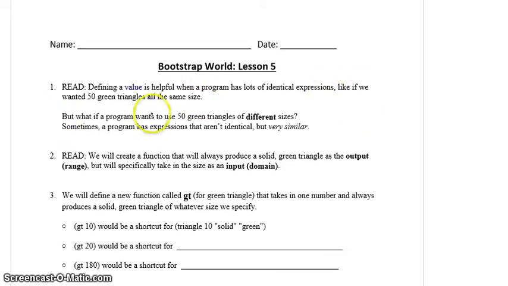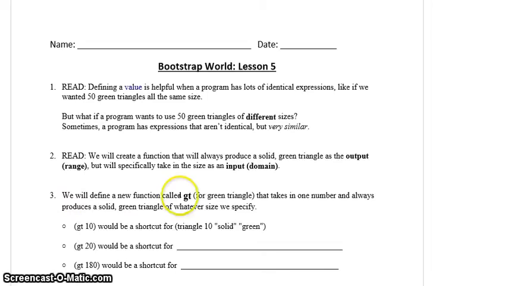But what if a program wants to use 50 green triangles of different sizes? Sometimes a program has expressions that aren't identical, but very similar. We will create a function that will always produce a solid green triangle as the output, or the range, but will specifically take in the size as an input, or a domain. So we're going to be creating a shortcut that will always make a solid green triangle, but the size will vary. So in number 3, it describes the function.